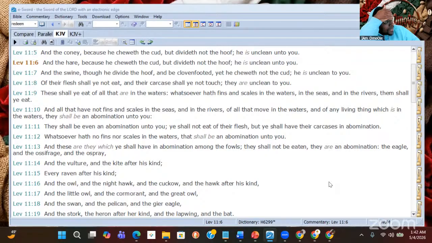These shall ye eat of all that are in the waters. Whatsoever hath fins and scales in the waters, in the seas, and in the rivers, them shall ye eat. And all that have not fins and scales in the seas and in the rivers, of all that move in the waters, and of any living thing which is in the waters, they shall be an abomination unto you, specifically you, not all, but you. Ye shall not eat of their flesh, but ye shall have their carcasses in abomination.